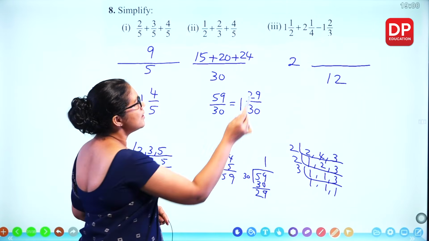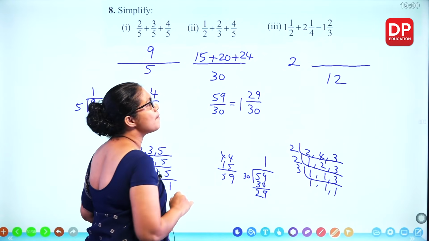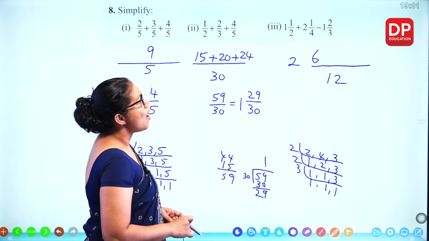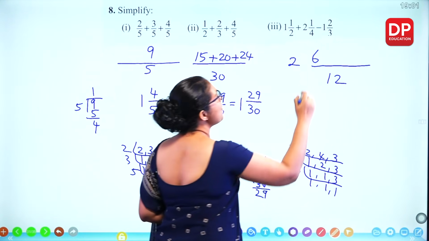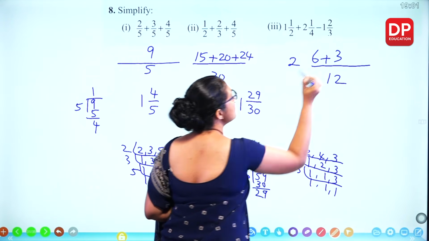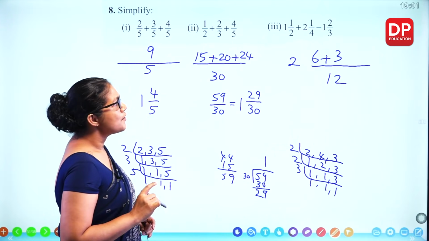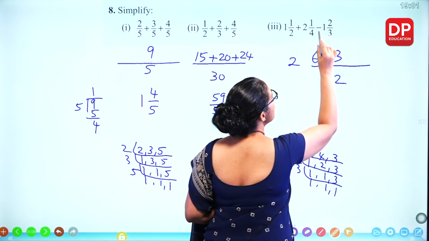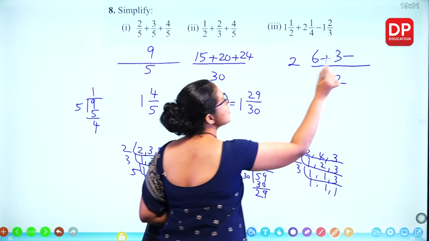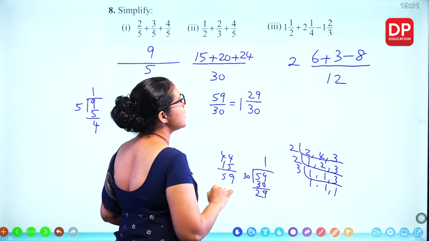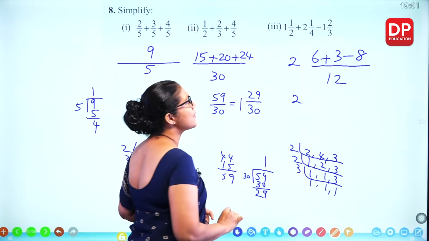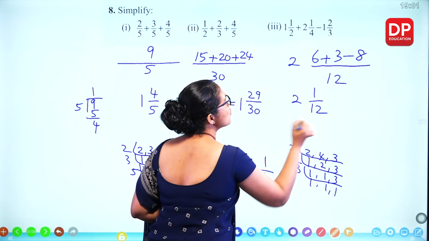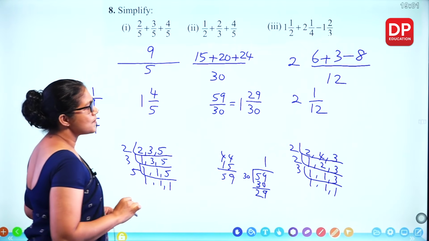So here, how do you convert 2 to 12? Multiply by 6. You do the same thing to the numerator. How do you convert 4 to 12? Multiply by 3. 3 times 1, 3. How do you convert 3 to 12? Multiply by 4. 4 times 2, 8. But here, this is subtraction. You subtract 8. So what's the final answer? 6 plus 3, 9. 9 minus 8, 1. So 2 and 1 12ths.